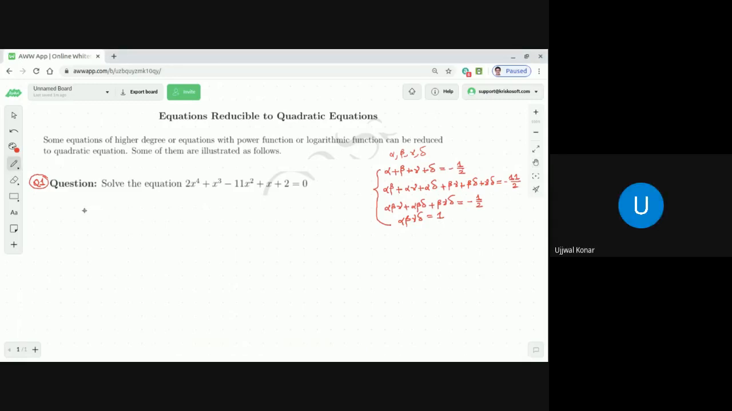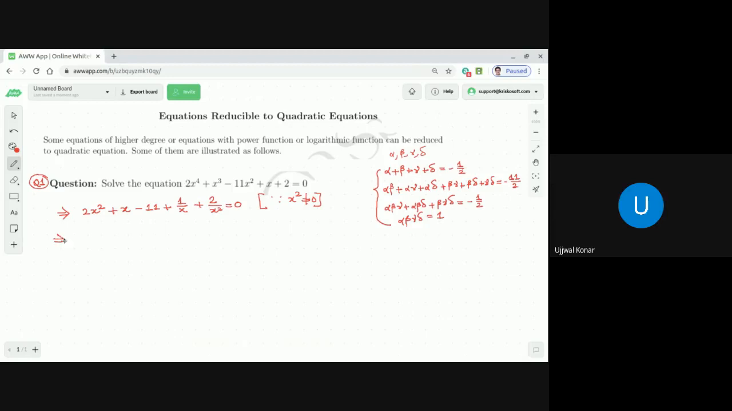What will we get? If I divide both sides of the equation by x square, we get 2x square plus x, correct or not? Minus 11 plus 1 by x, correct or not? Plus 2 by x square. Clear or not clear? After that, dear students, you can write, since x square is not equal to 0, that's where we are able to do it.